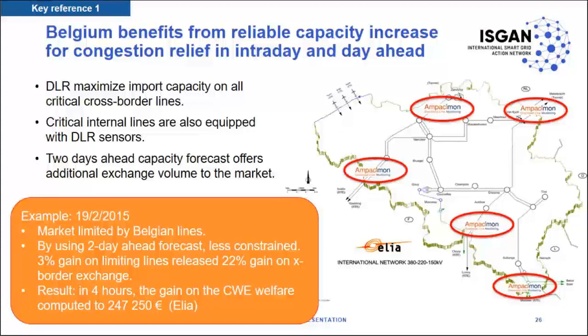The first example is the benefit of increasing cross-border trade. In Belgium, all cross-border lines to its neighbours, namely Netherlands, France and Luxembourg, are equipped with dynamic line rating systems. Also, most of the internal 380 kV grid is monitored with our system.